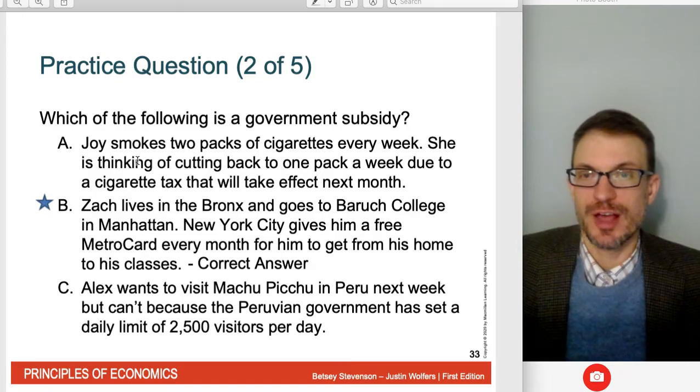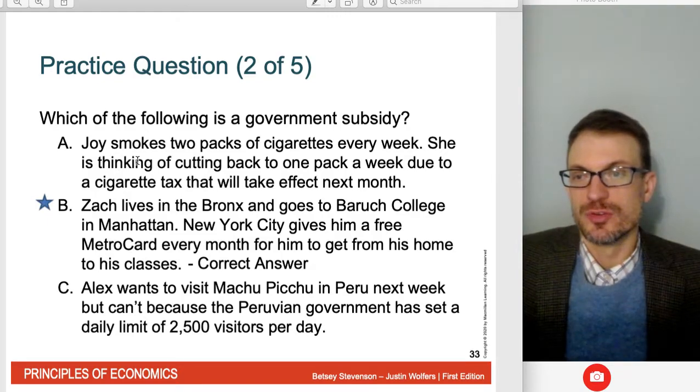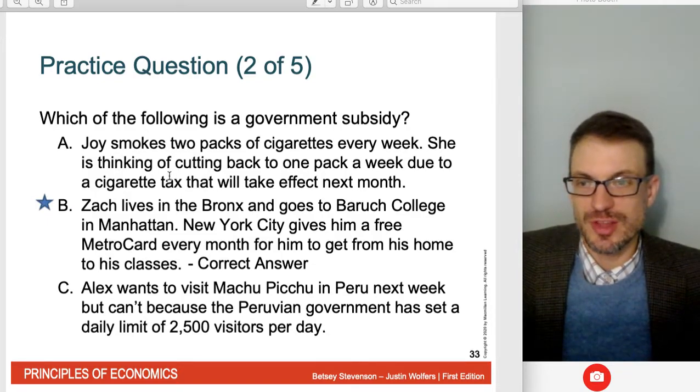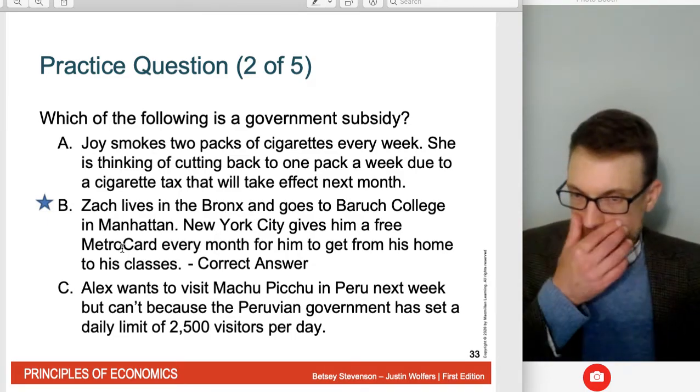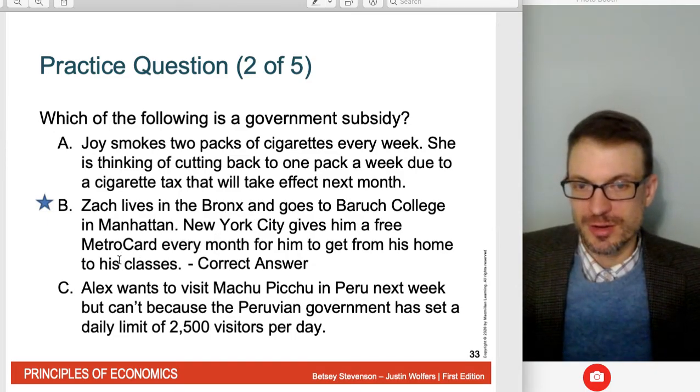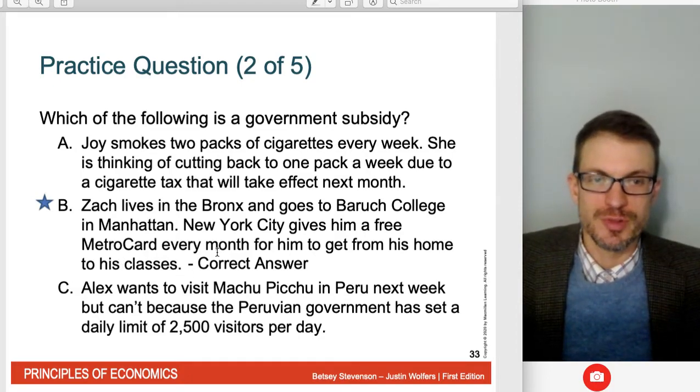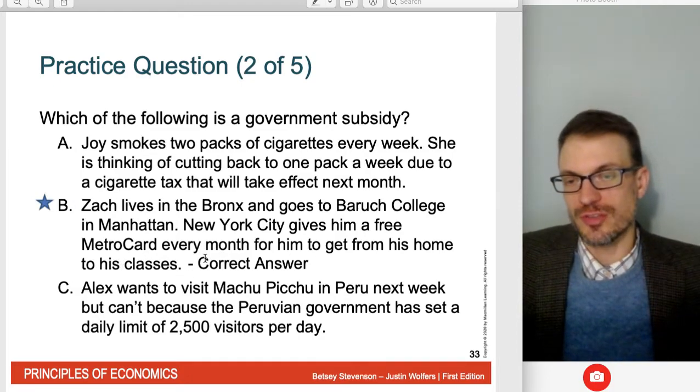All right, so which of the following is a government subsidy? Joy smokes 2 packs of cigarettes each day, thinks of cutting back to 1 pack. A new cigarette tax takes effect. No, that's a tax. That's not a subsidy. Zach lives in the Bronx, goes to college. New York City gets a free MetroCard. Okay, yeah, that's a subsidy. Getting something that's going to reduce the transaction costs.